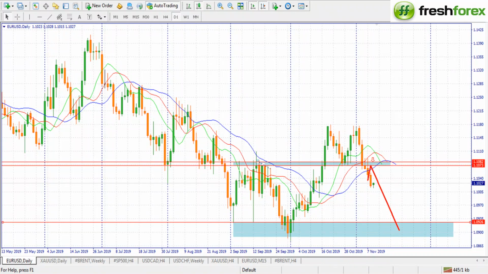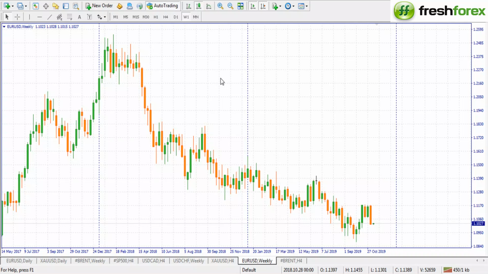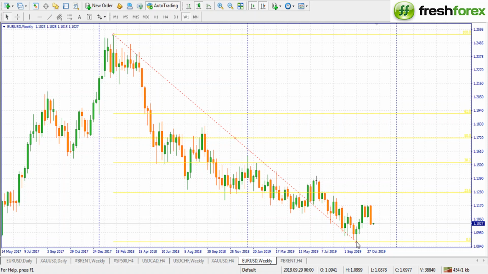Euro USD. Start off from the weekly. This is what we have. So today I'm going to add one more tool. I'm going to use Fibonacci. I'm going to use Fib levels. This is the swing high, and then we have this as the swing low.